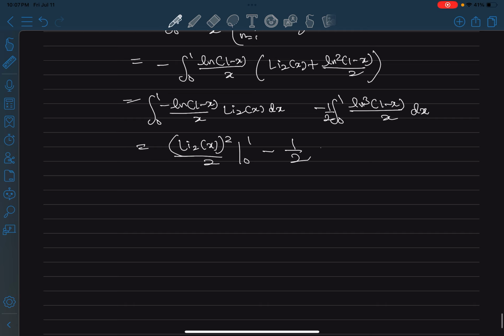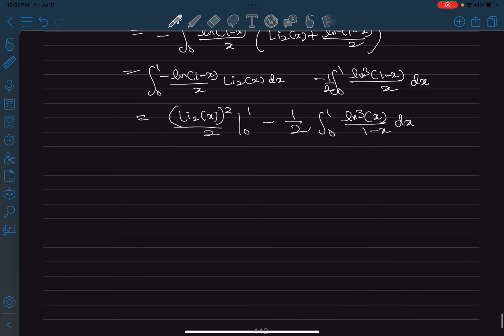If I use the reflection formula over here, this becomes ln cubed x by 1 minus x. And the reason I'm doing this is that now I can simplify 1 by 1 minus x using a geometric series, and then you can use the gamma function. So that's the reason I'm doing this. So li2 of 1 squared by 2, and at 0 this is just 0 because li2 of 0 is 0, right?